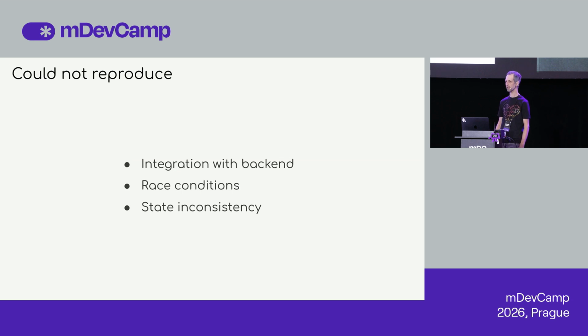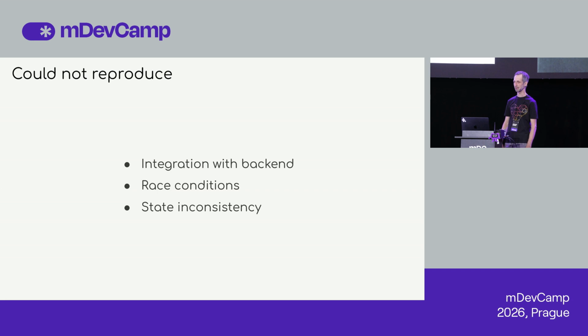The first one is integration with the backend. For some users, the backend may return one result. For another set of users, it might be a completely different result. So that's why you are not able to reproduce the bug. The second reason is race conditions. You made a mistake, or maybe someone else did, and there's a race condition. The users might sometimes reach the race condition, and the bug happens, but you are not able to reproduce it because you're probably unlucky.